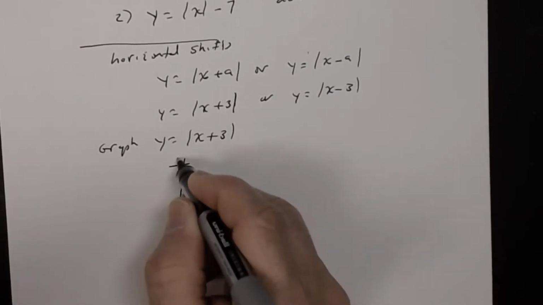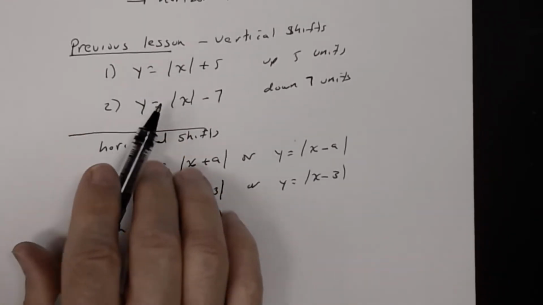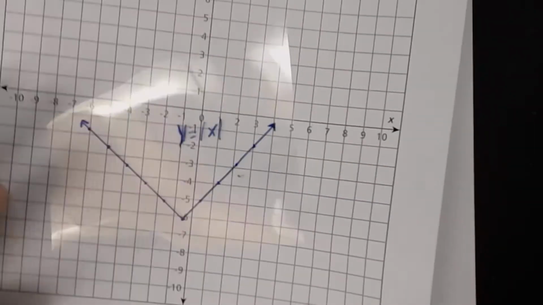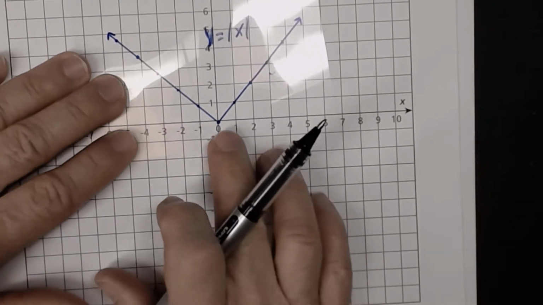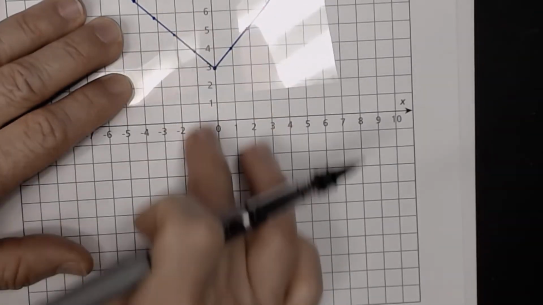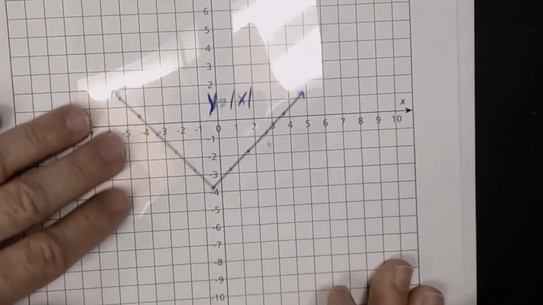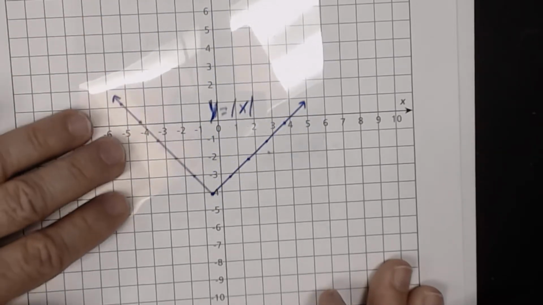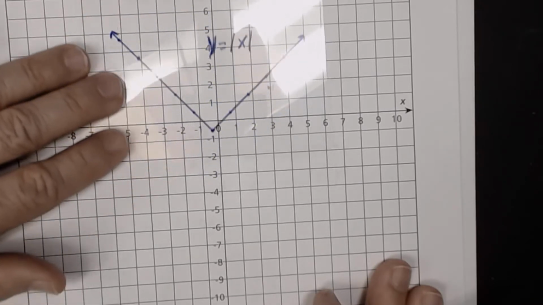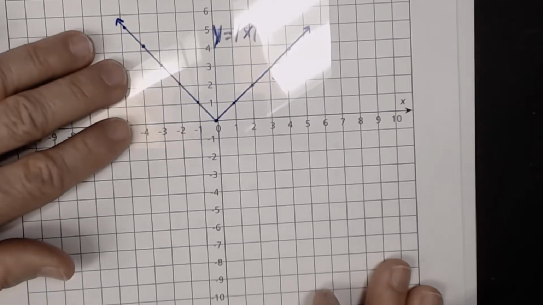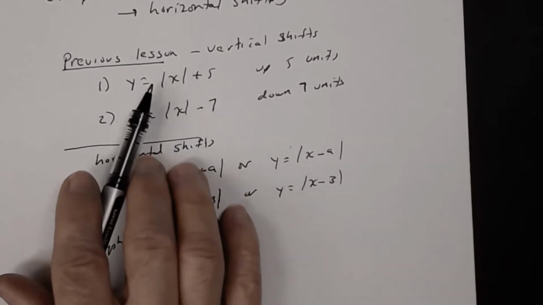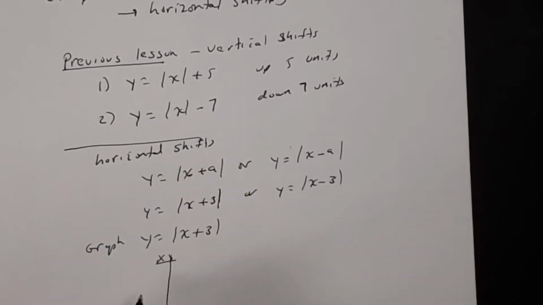So use a t-table. Now remember in the previous lesson, we looked at the vertex. So in each case, in the previous lesson, this is absolute value of x, the vertex at the origin. If I shift it up or down, the vertex is still on the y-axis, right? So shifting up or down, the vertex is on the y-axis. And no matter where you are on the y-axis, x was always 0. So in the previous lesson, when we did the vertical shift, we always let x equal 0.